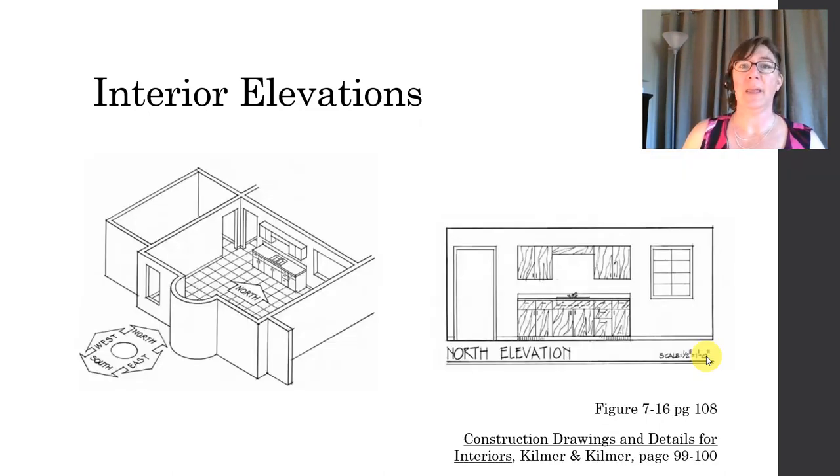So conceptually, to imagine an interior elevation, I want you to place yourself inside of a room, for example, standing on this arrow and looking at a wall. In this case, we're looking to the north and we would draw a north elevation. The interior elevation is two-dimensional. You can't see any depth. And we are looking directly at the wall.